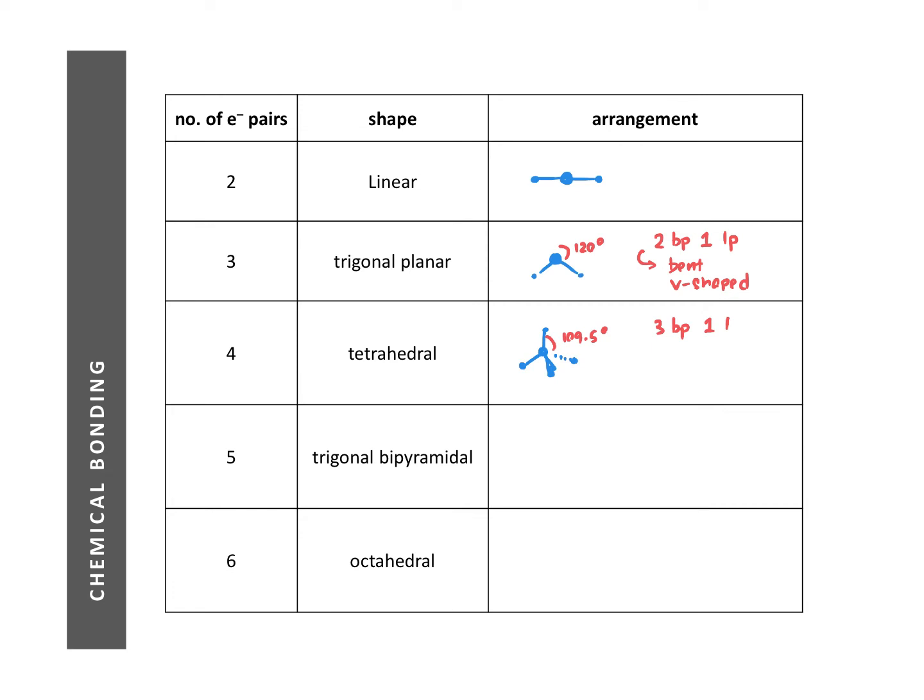then it's going to look something like this. I'm going to erase. So the resulting structure, if you can see, looks like a pyramid, a trigonal pyramid. So we call it trigonal pyramidal.